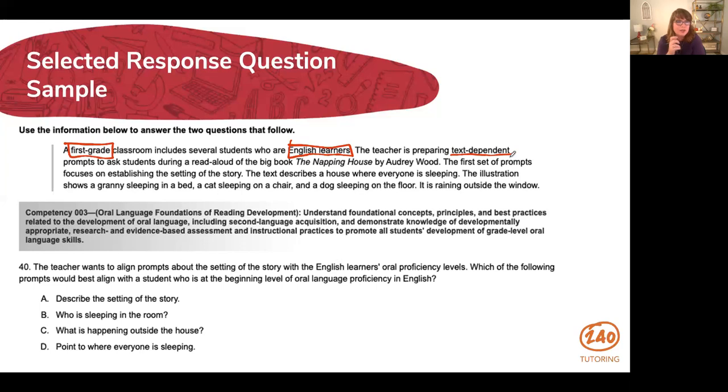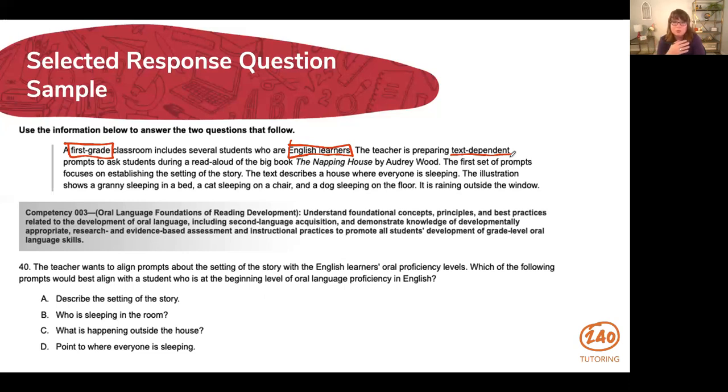The first set of prompts focuses on establishing the setting of the story. The text describes a house where everyone is sleeping. The illustration shows a granny sleeping in a bed, a cat sleeping on a chair, and a dog sleeping on the floor. It is raining outside the window.